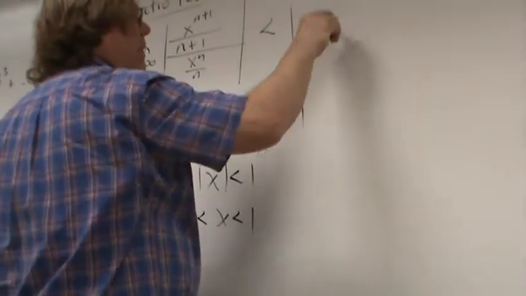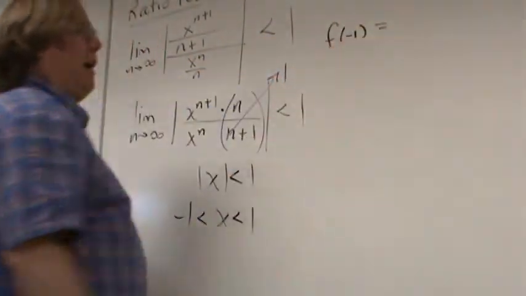Yay. What's the radius of convergence? 1. Yeah, half the diameter of convergence, the radius of convergence. Okay, now what do I have to do? Check the endpoints. Let's plug in 1 and let's plug in negative 1. Checking the endpoints is quite prosaic. You just literally plug the endpoint in.